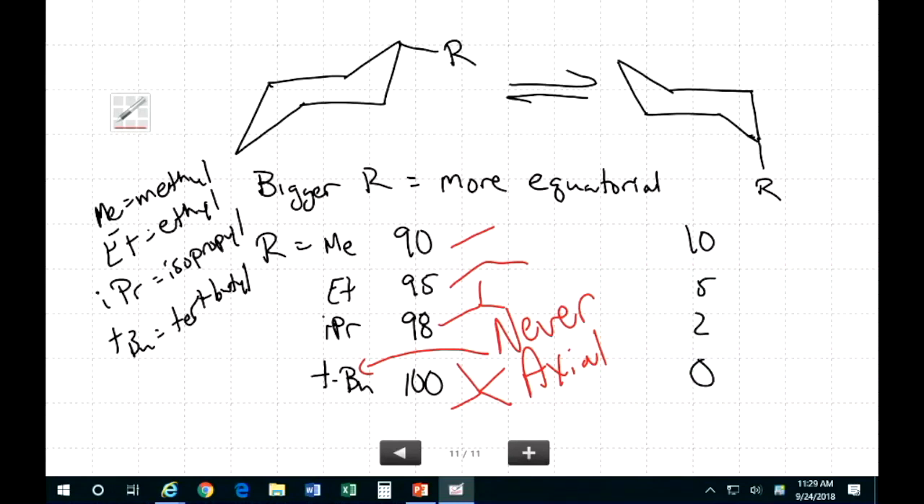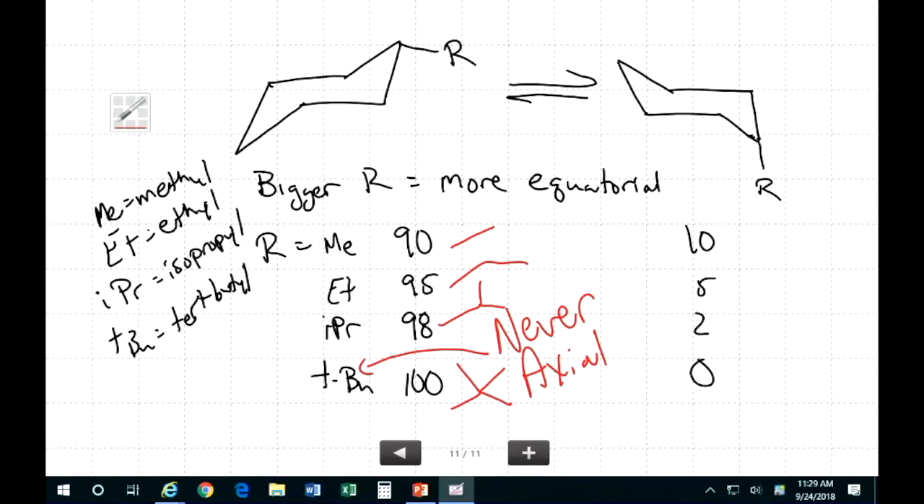The axial configuration is possible, except for when the group gets really large, like tert-butyl. And the reason the axial position is less stable is because of A13 interactions.